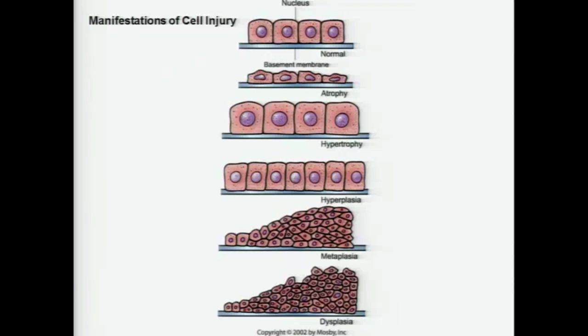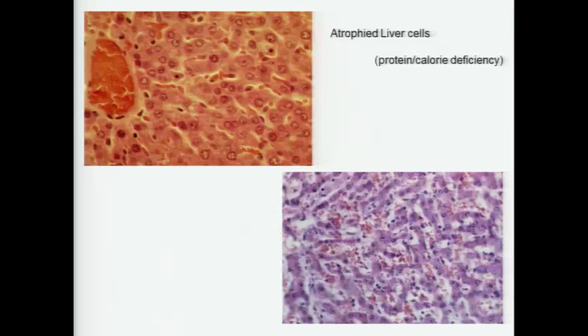And metaplasia and dysplasia are alterations of cell differentiation. I'll talk about that more in a second. I'll wait to define metaplasia and dysplasia until I have a chance to talk about cell differentiation. So, first of all, let's talk a little bit about cell atrophy.